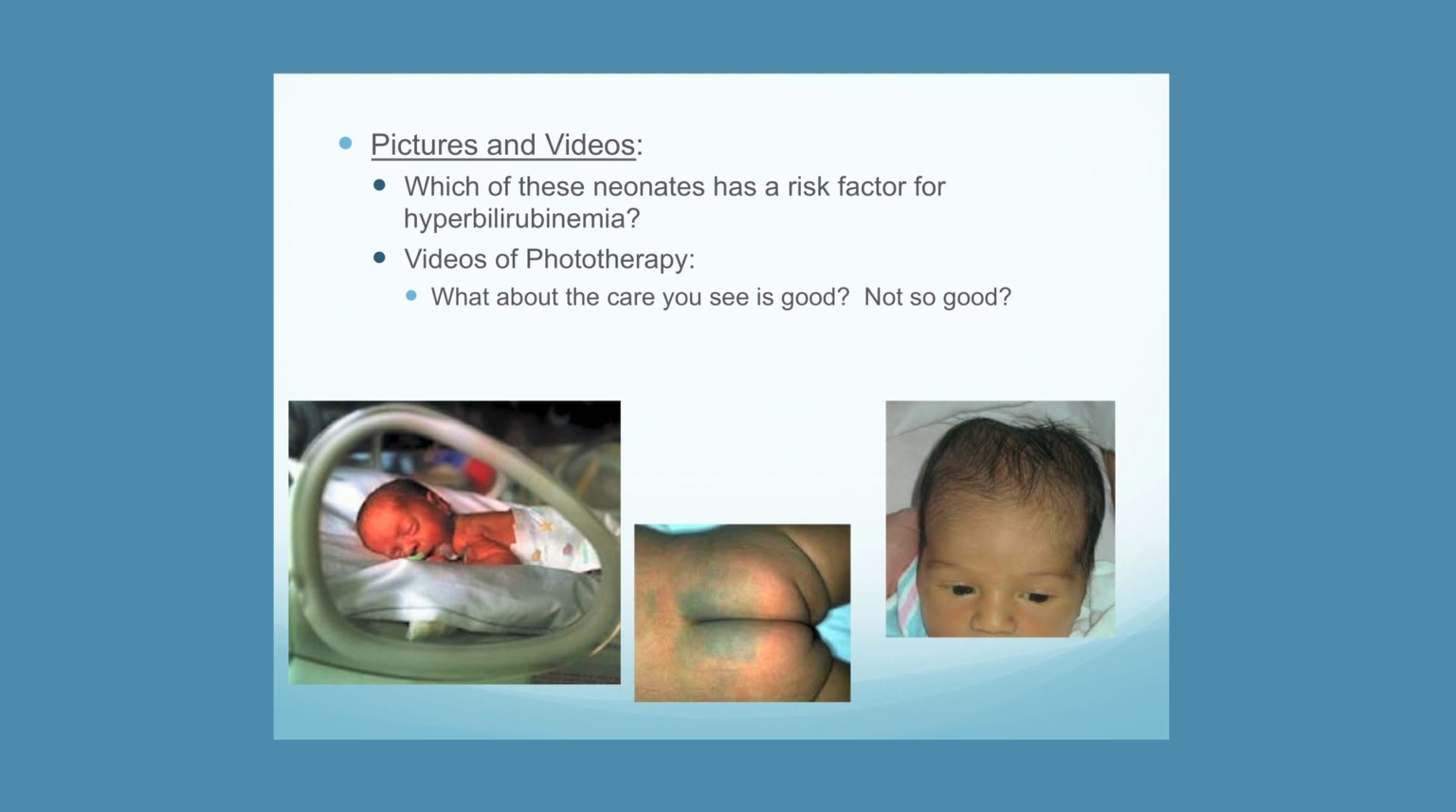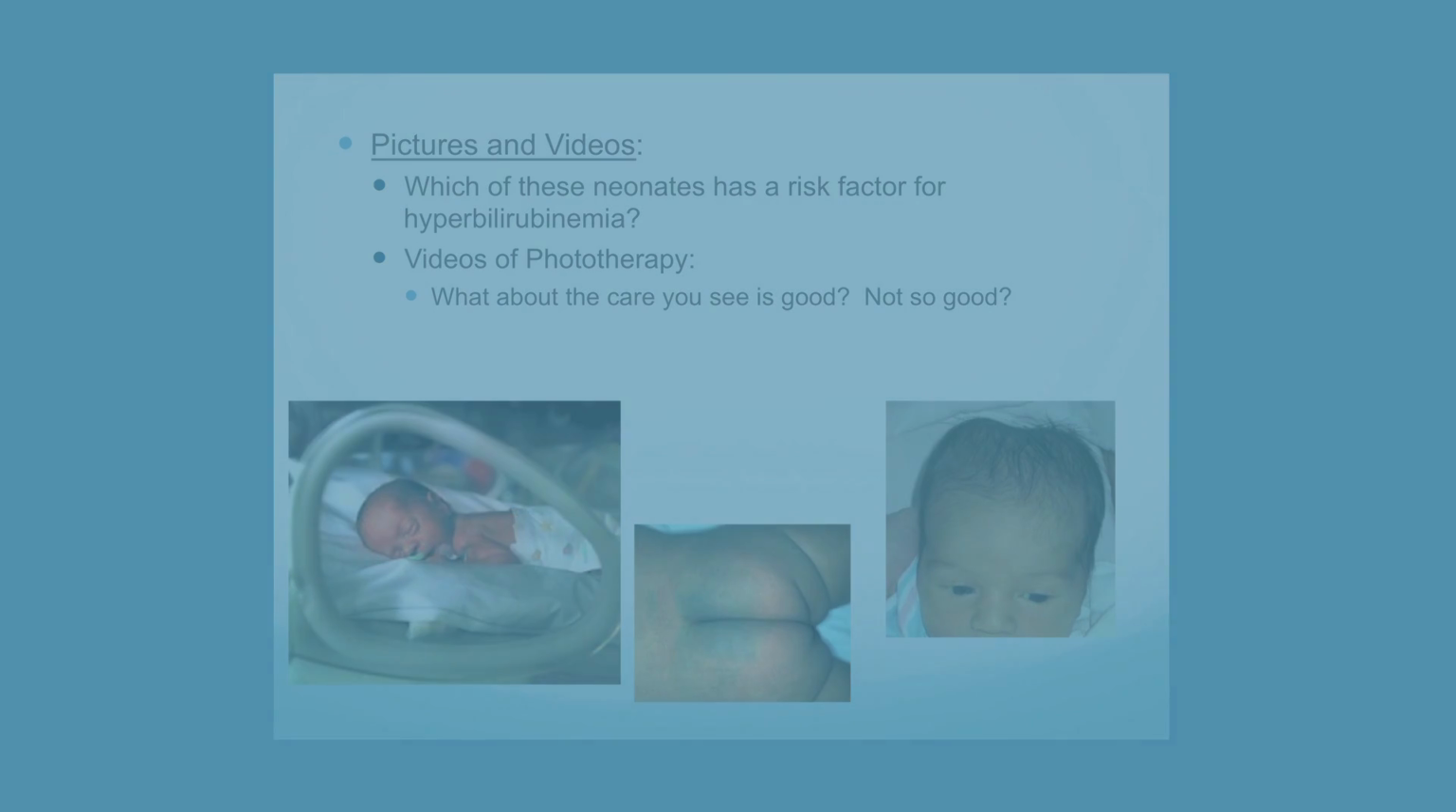So pictures and videos, what I like to do with this is just as an example, when I was teaching the lecture about hematology for newborn babies, I put up a lot of pictures of newborn babies and said, now which of these pictures shows a newborn with a risk factor for hyperbilirubinemia? So to answer that, they have to be able to, first of all, know what the risk factors are, which is the recall, but then they need to be able to recognize it on a picture of a real person, right, which is a form of application.